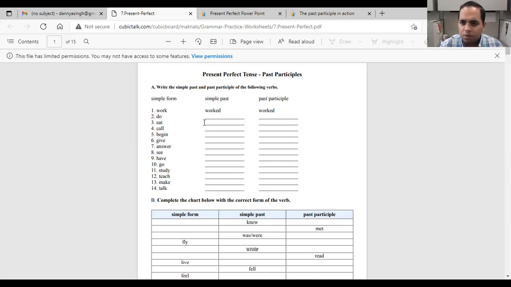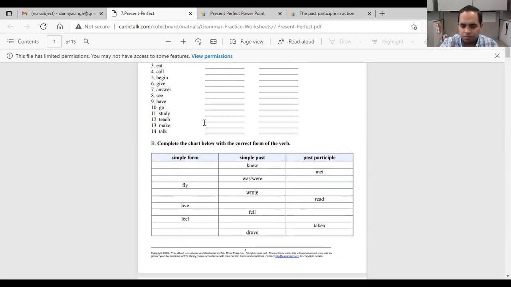Eat. What's the simple past of eat? Ate. And what's the past participle of eat? Eaten. Again, have you eaten pizza? Have you eaten pizza is present perfect. You can say, yes, I have, or yes, I have eaten pizza. For the negative, it's no, I have not, or no, I have not eaten pizza.